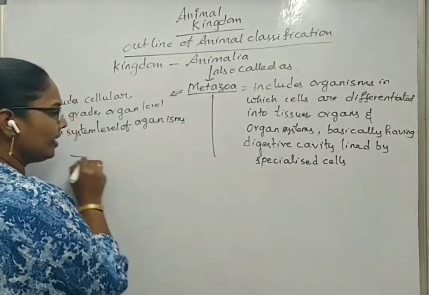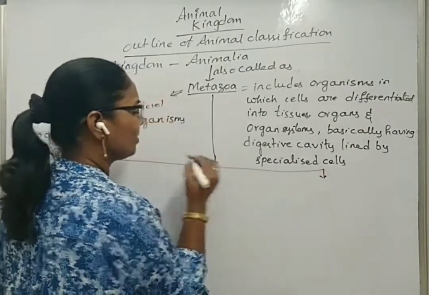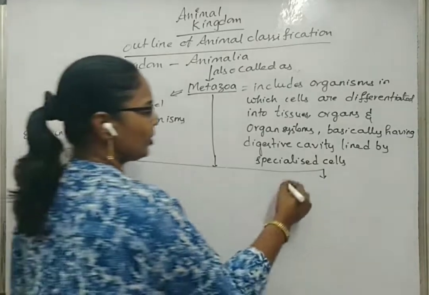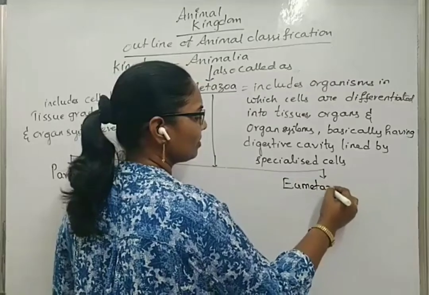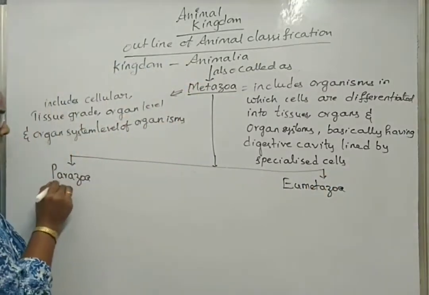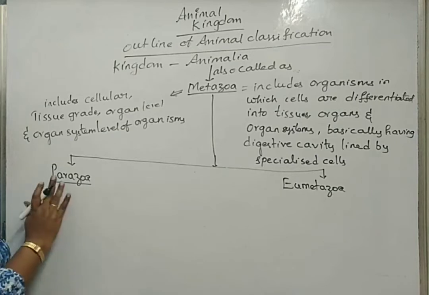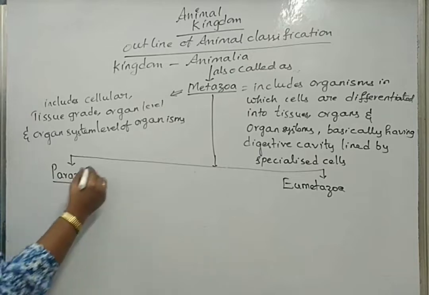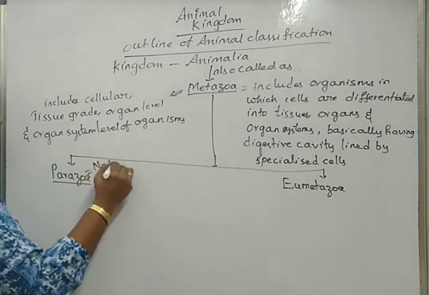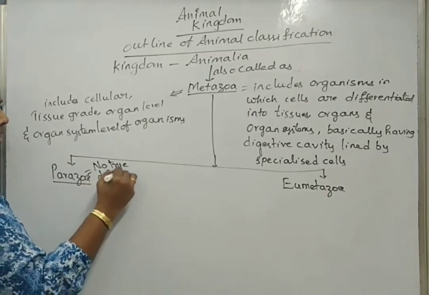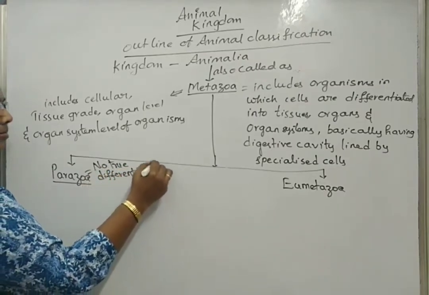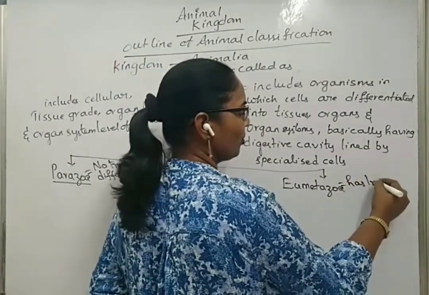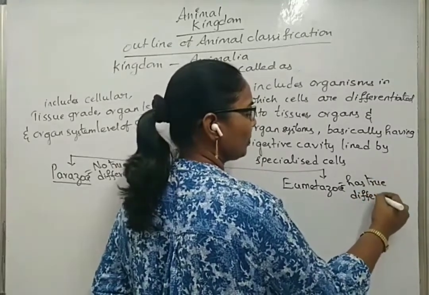This was classified into subkingdoms. Those subkingdoms are given the terms parazoa and eumetazoa. What are the organisms included under parazoa? Parazoa includes the organisms that do not have true differentiated tissues. So there is no true differentiated tissue. Eumetazoa has true differentiated tissue.